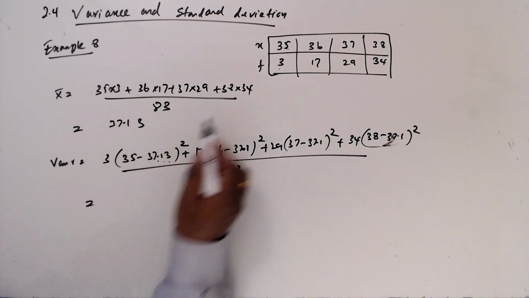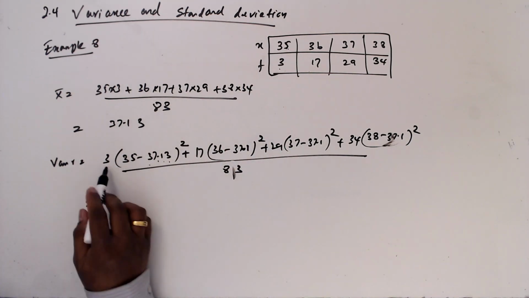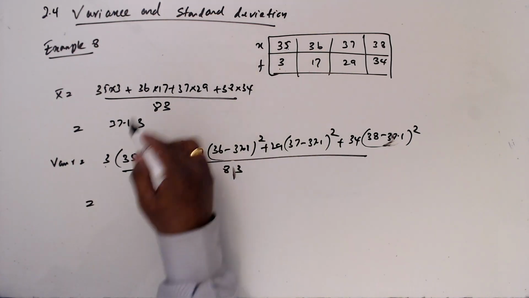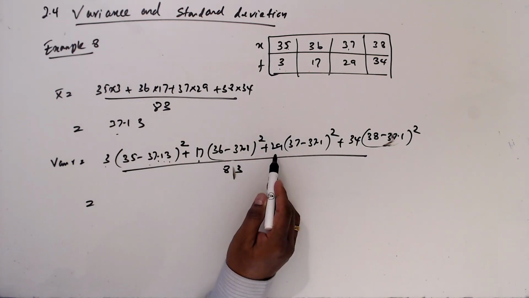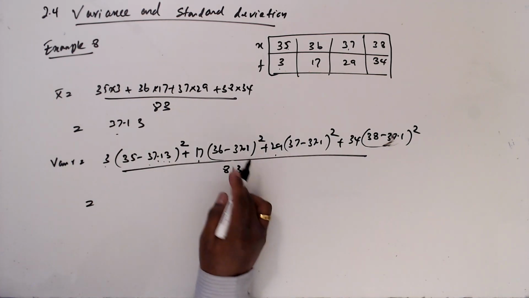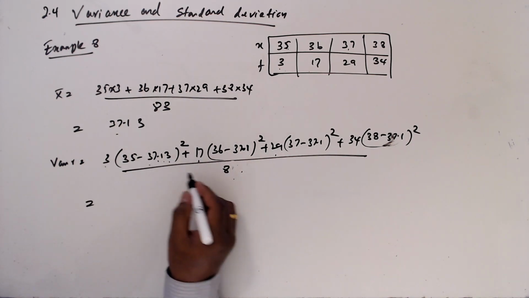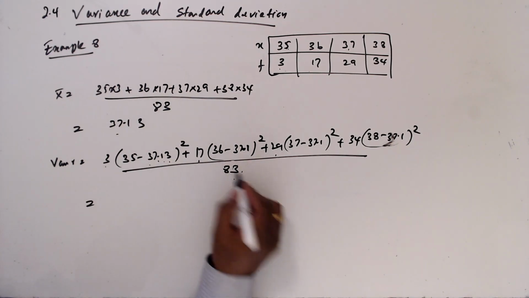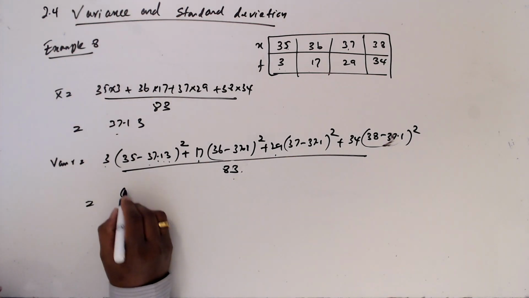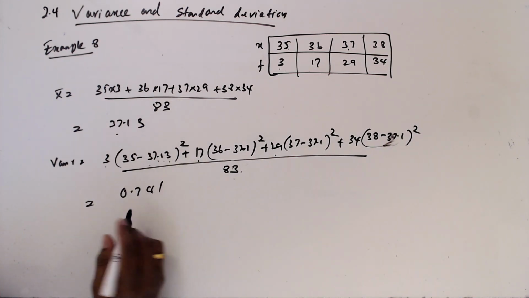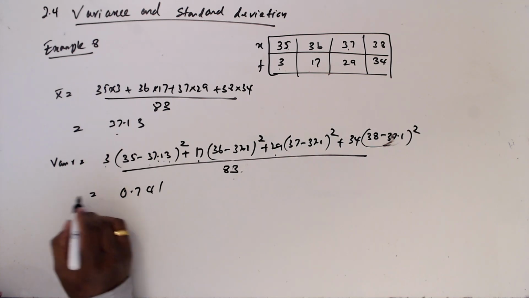And likewise now, this difference is 3 times. This difference is 17 times. 37 minus 37, that difference is 29 times. And divide by 83. So to find 183, it approximates 0.741, and that is V.